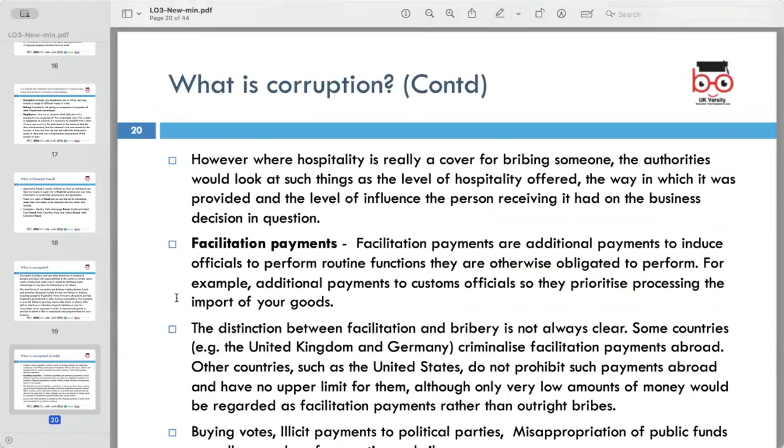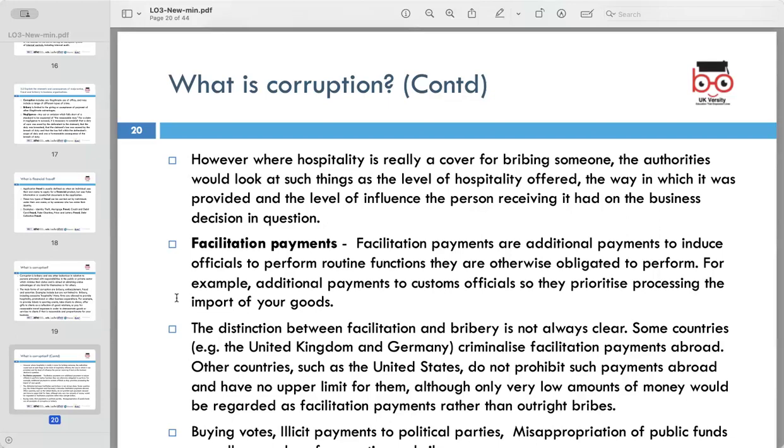Facilitation payments are additional payments made to officials to expedite routine functions they are obliged to perform. However, distinguishing between facilitation payments and bribery can be challenging, with varying legal frameworks across different countries. Some countries criminalize facilitation payments abroad. Others do not prohibit them, leading to difficulty in defining acceptable business practice.